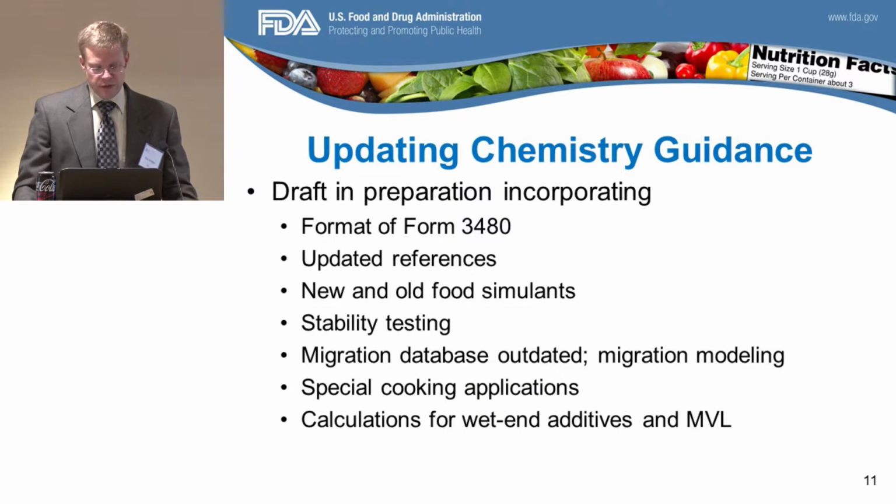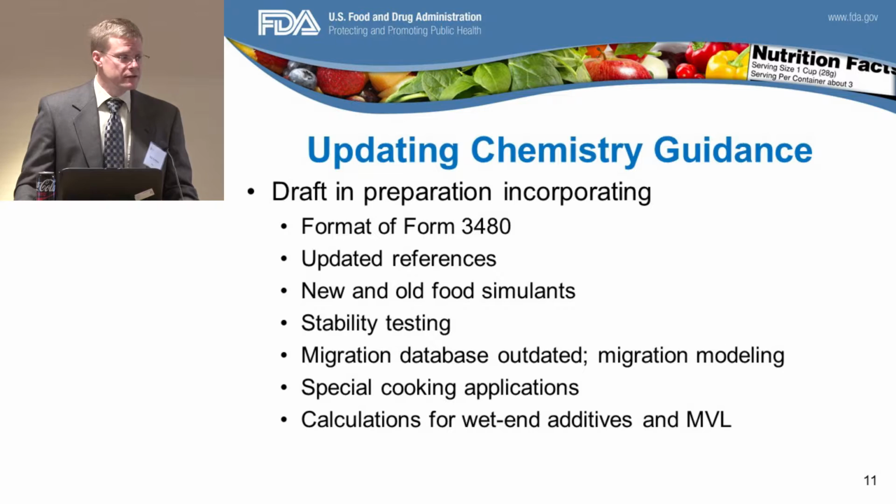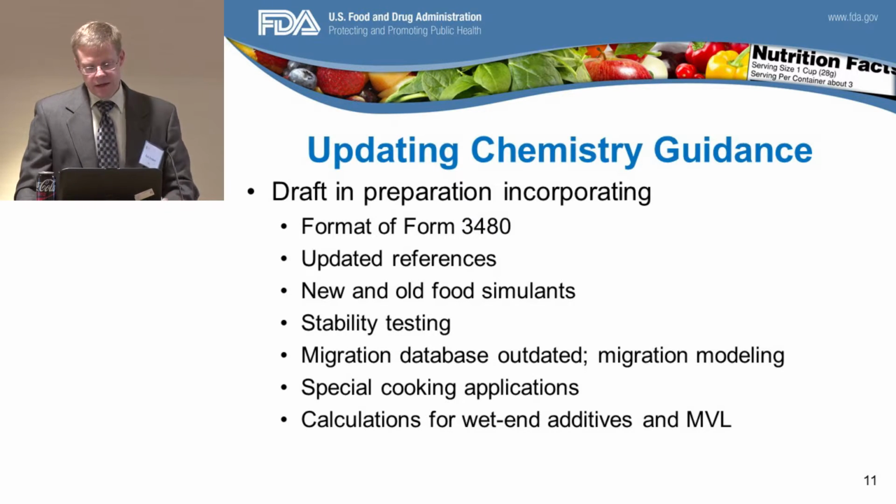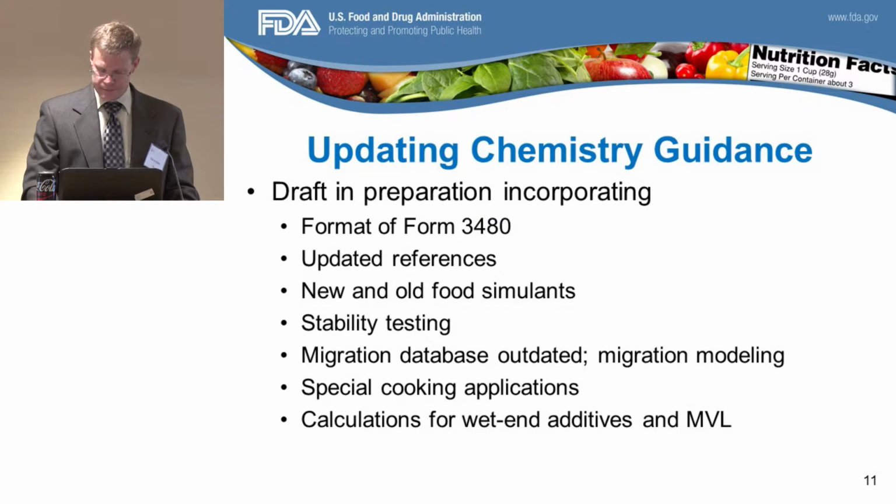One of the big things we're putting in here is updating a little bit more on the migration modeling, especially cooking applications, and other calculations for specialty scenarios like wet end paper additives that are using the wet end of the paper manufacturing process, things like that. And the other big thing that we're putting in there that has never been in there before is the development of market volume limitations. So what kind of data you need to submit for that, and how you do the calculations for that. So that's a way of refining a consumption factor for your particular product and your particular market.